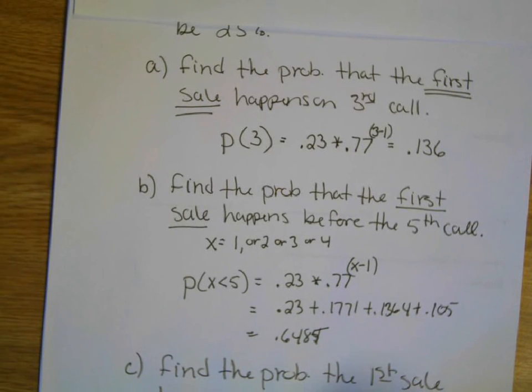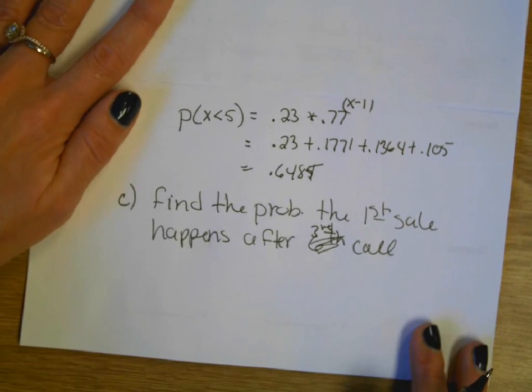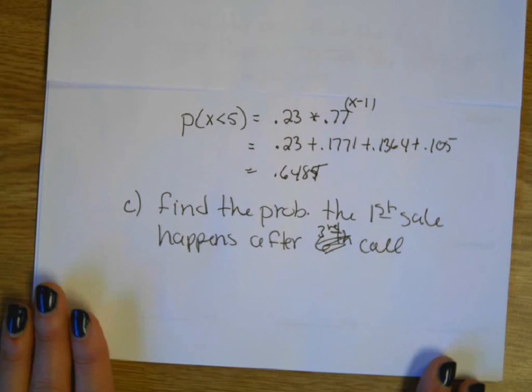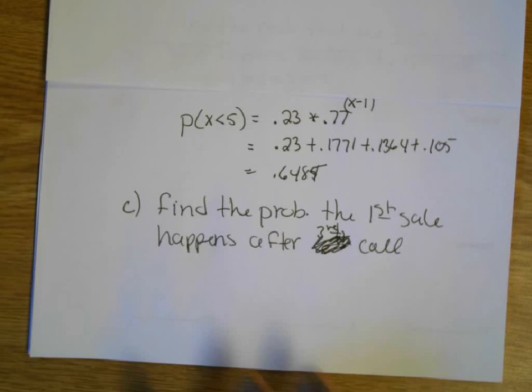Well, let's make it smaller. Let's say after the 3rd call. We'll make it a little smaller. After the 3rd call, because the process is going to be the same. So what does that mean? Where am I looking for the first success to happen?